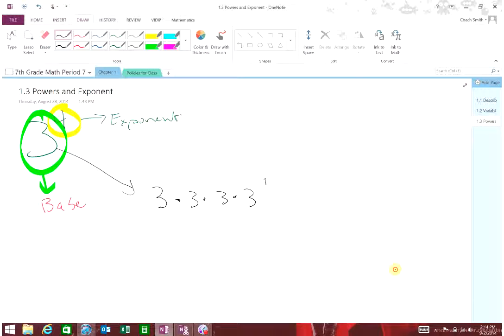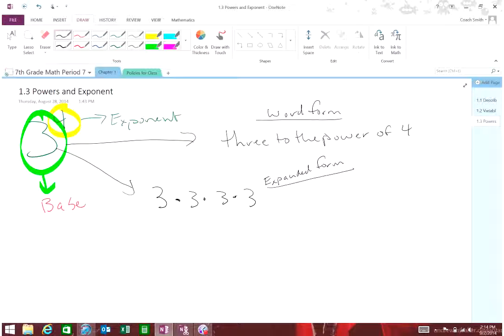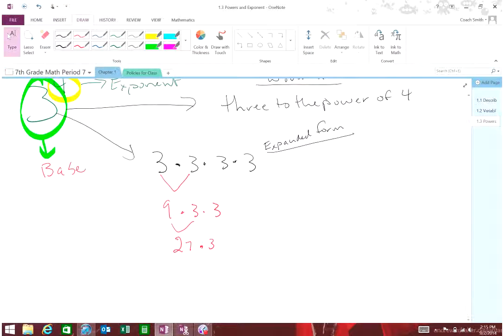Now, this would be what they call expanded form. If I said 3 to the power of 4, that would be word form. If I actually multiplied it out, 3 times 3 being 9, times 3 being 27, times 3 being 81, this would be evaluate.